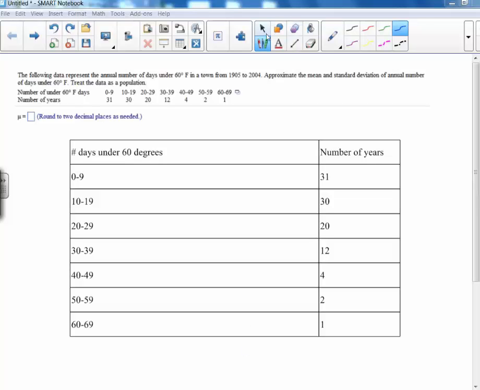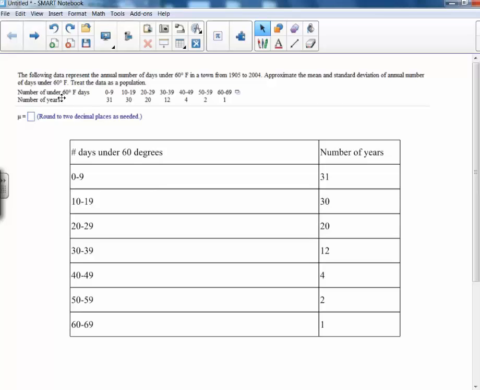So in this problem, we're looking at data that represents the annual number of days under 60 degrees in a town from the years 1905 to 2004. And they want the mean and standard deviation for the annual number of days under 60 degrees. And they're telling us, this is important, to treat the data as a population.